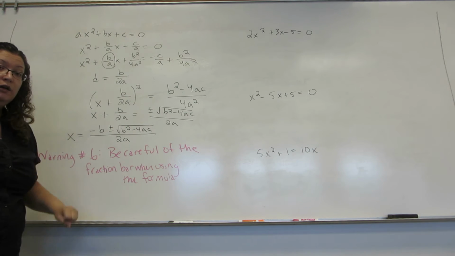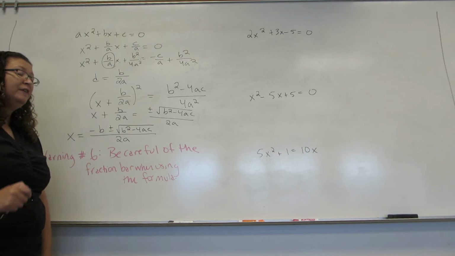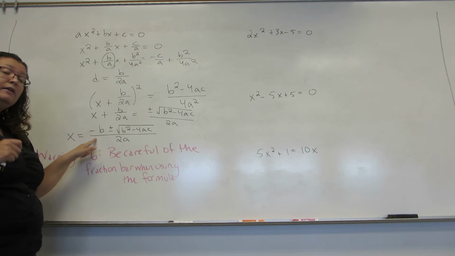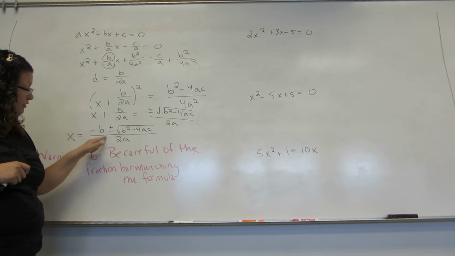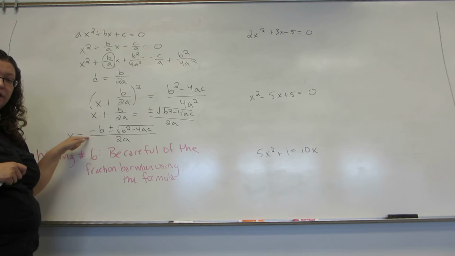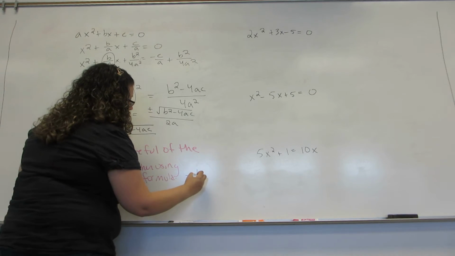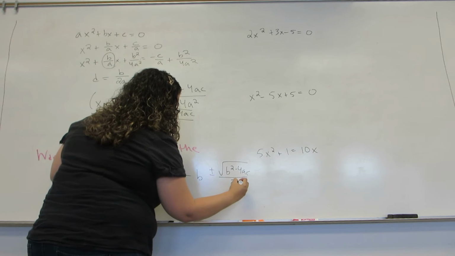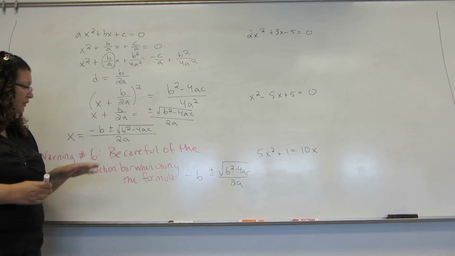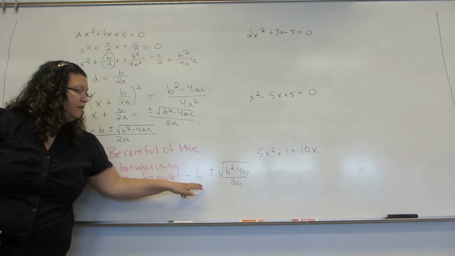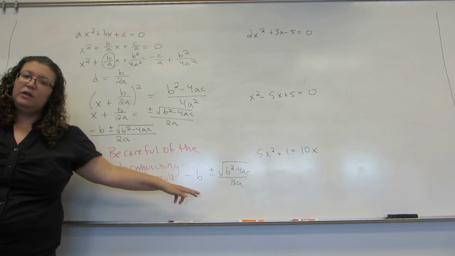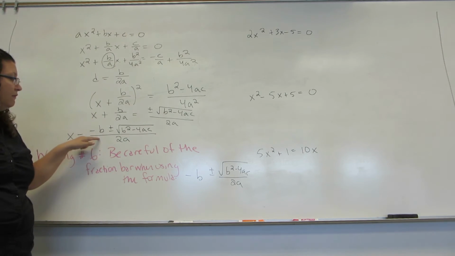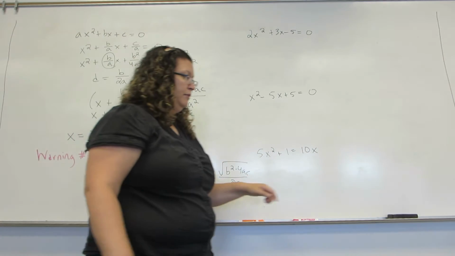And we have a new warning, warning number 6, that you have to be very careful when you use the formula about the fraction bar. Because the most common mistake is that people don't have this fraction bar go over the whole thing. So they end up with something like this. Do you see how these are very different things? Because in this one, the divided by 2a isn't on the minus b part. It's only on the square root portion. So these are not the same thing. You have to be very careful about your fraction bar.